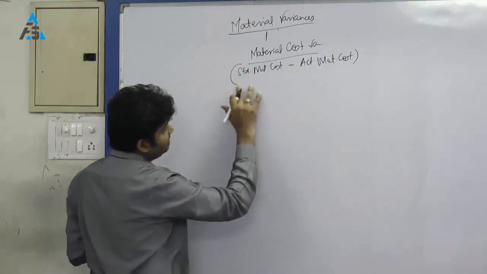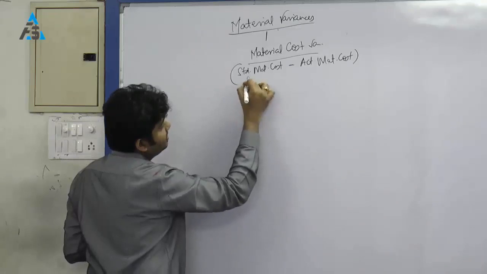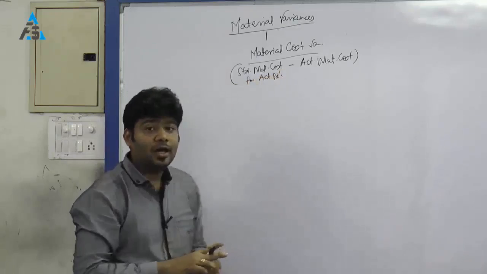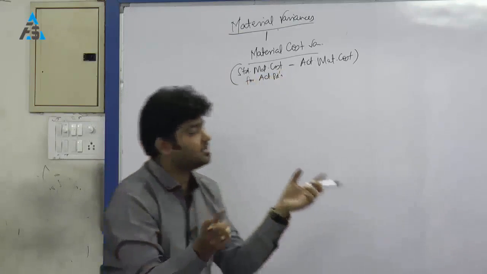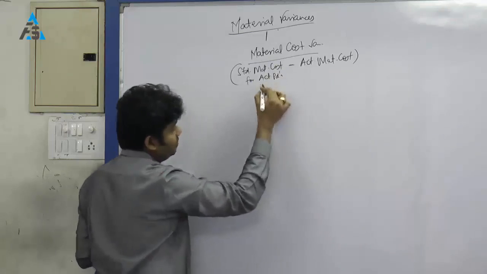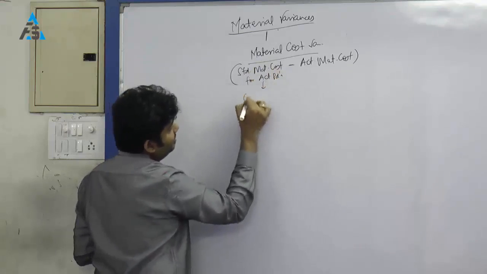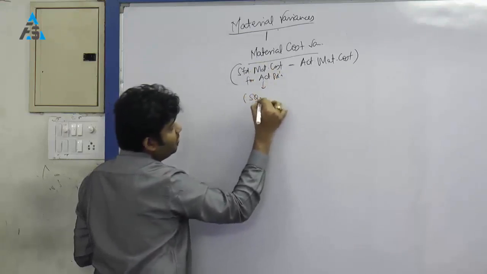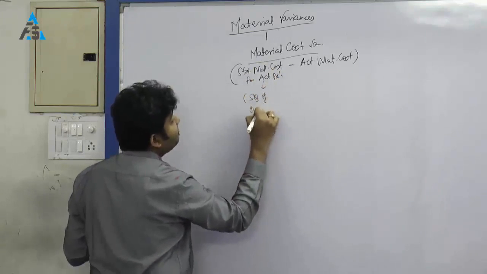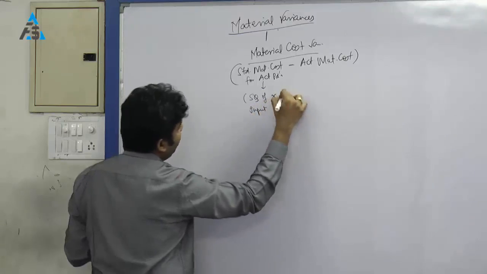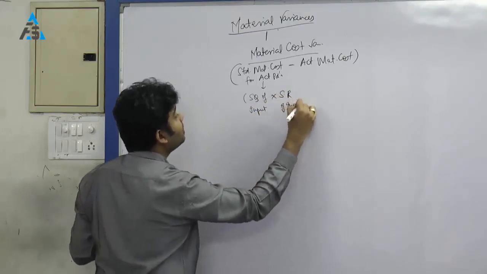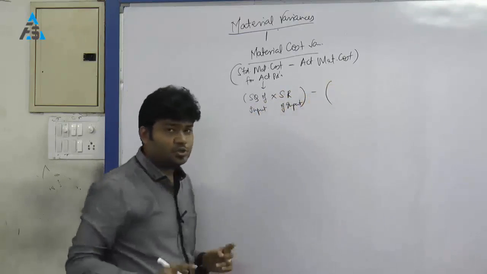So how do you find out this standard material cost for actual production? Again I am telling you, actual production को तो equate करेंगे. Yes, correct. So standard material cost for actual production minus actual material cost. What is this standard material cost for actual production? It is standard quantity of input multiplied by standard rate of input, minus actual material cost.